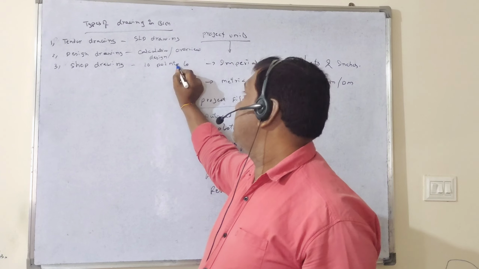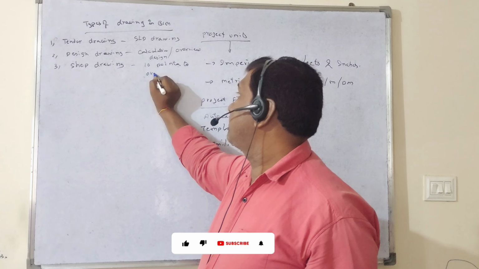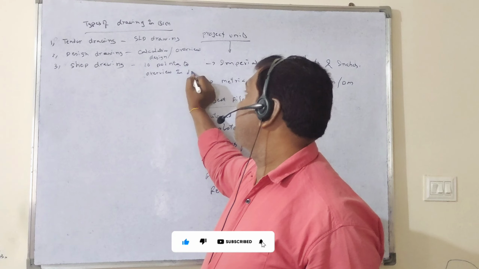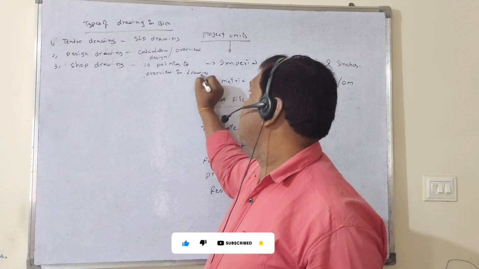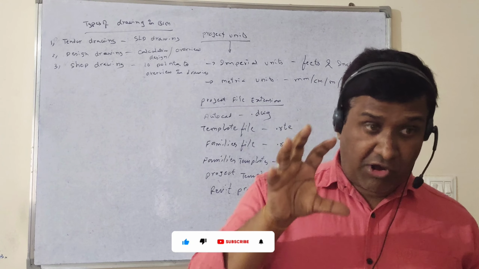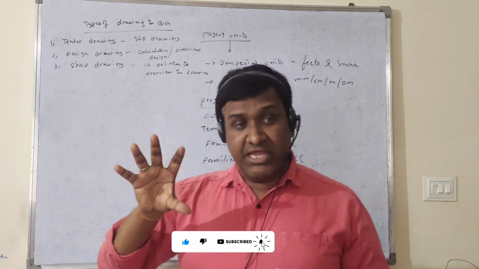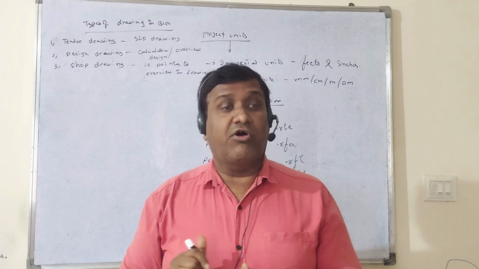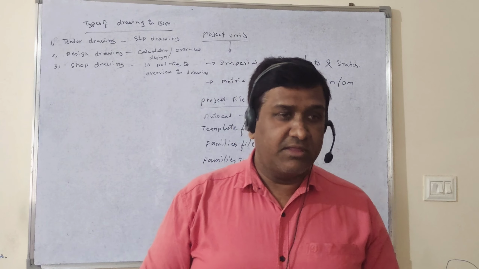10 points to overview in drawing or in model. 10 points will be there. So we have to follow the 10 points, and those 10 points should be included in the drawing. Then only that drawing we will call a shop drawing.